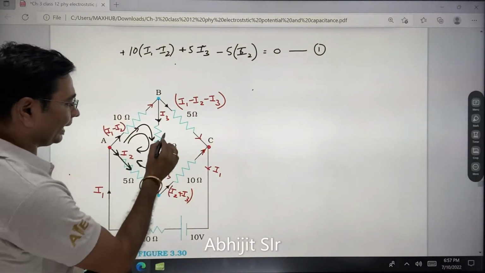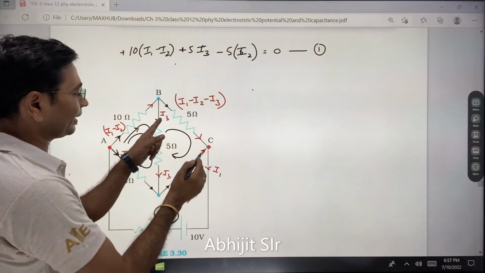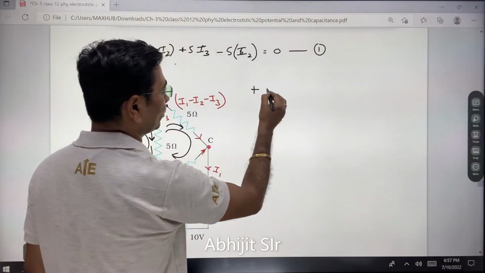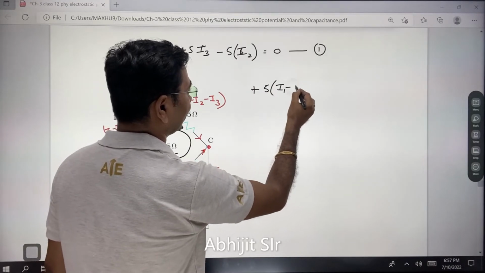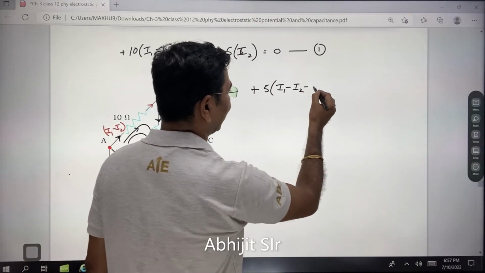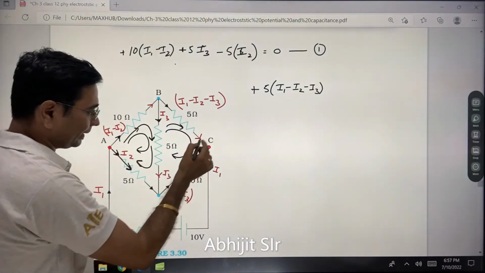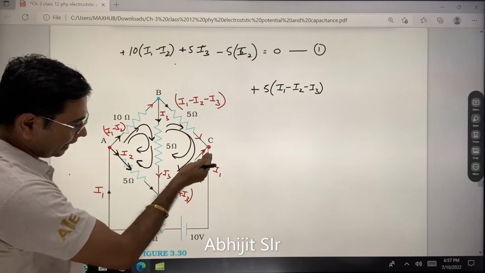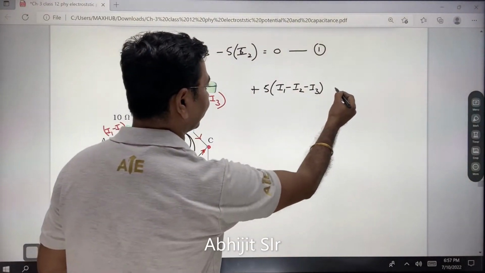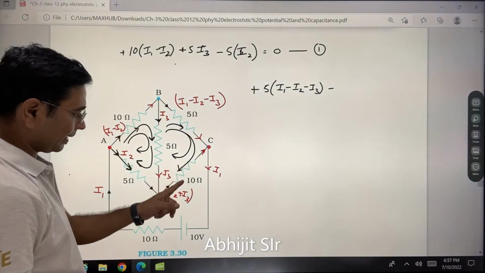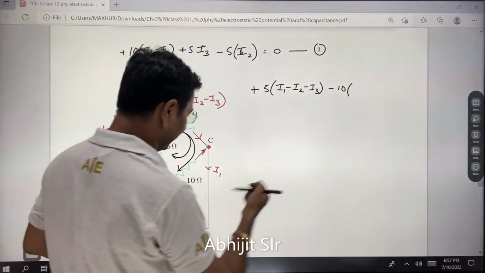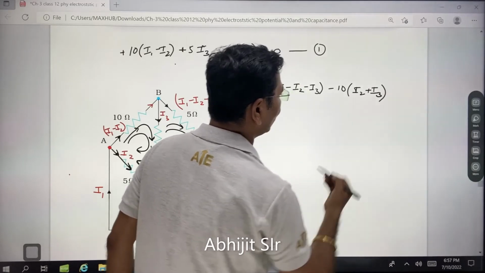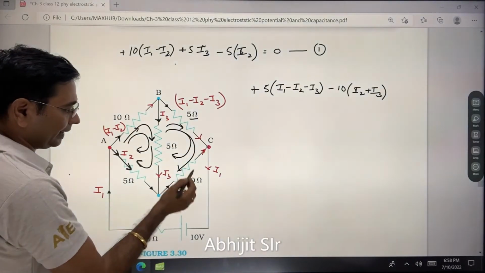If you come over here, let me talk about this one. See, I am again going along with the current, so I will give a plus sign and I will write 5 into I1 minus I2 minus of I3. So this is the first voltage drop. Then you come down. Now I am going against the direction of the current, so it is minus, and that is 10 into the current over here, which is I2 plus I3. So these two components are done, 5 ohm finished, 10 ohm finished.